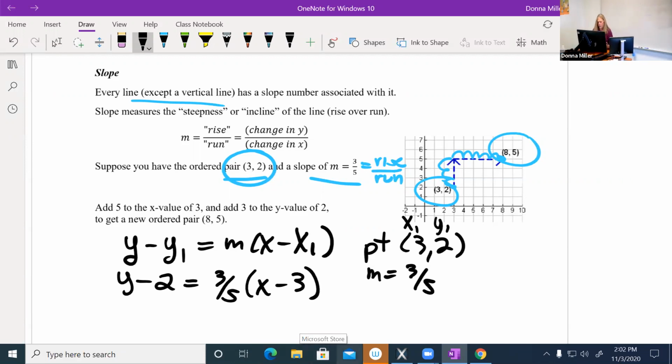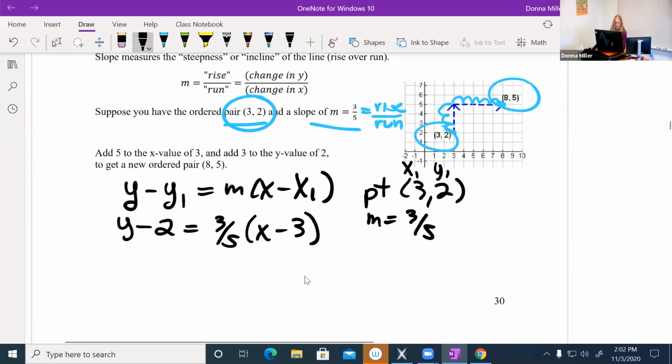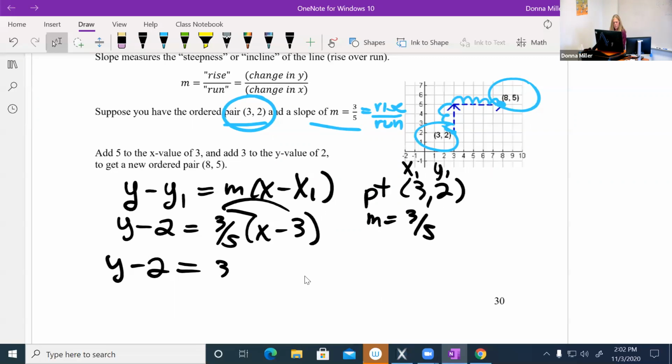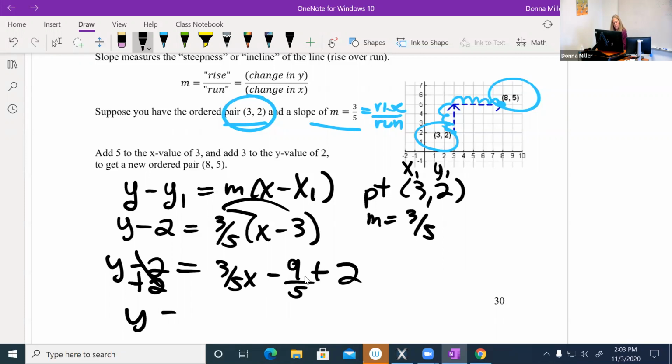I might have to do a little bit of math here, but this is ultimately the equation of that line. I'm going to solve for it because I'm going to show you something with the calculator. I'm going to distribute the 3/5. 3/5 times 3, you can do it on a calculator, you're going to get 9/5. Then I have to add 2 over. Put it in mx plus b form. That's going to be 10/5 minus 9/5. It's going to end up being 1/5 here.